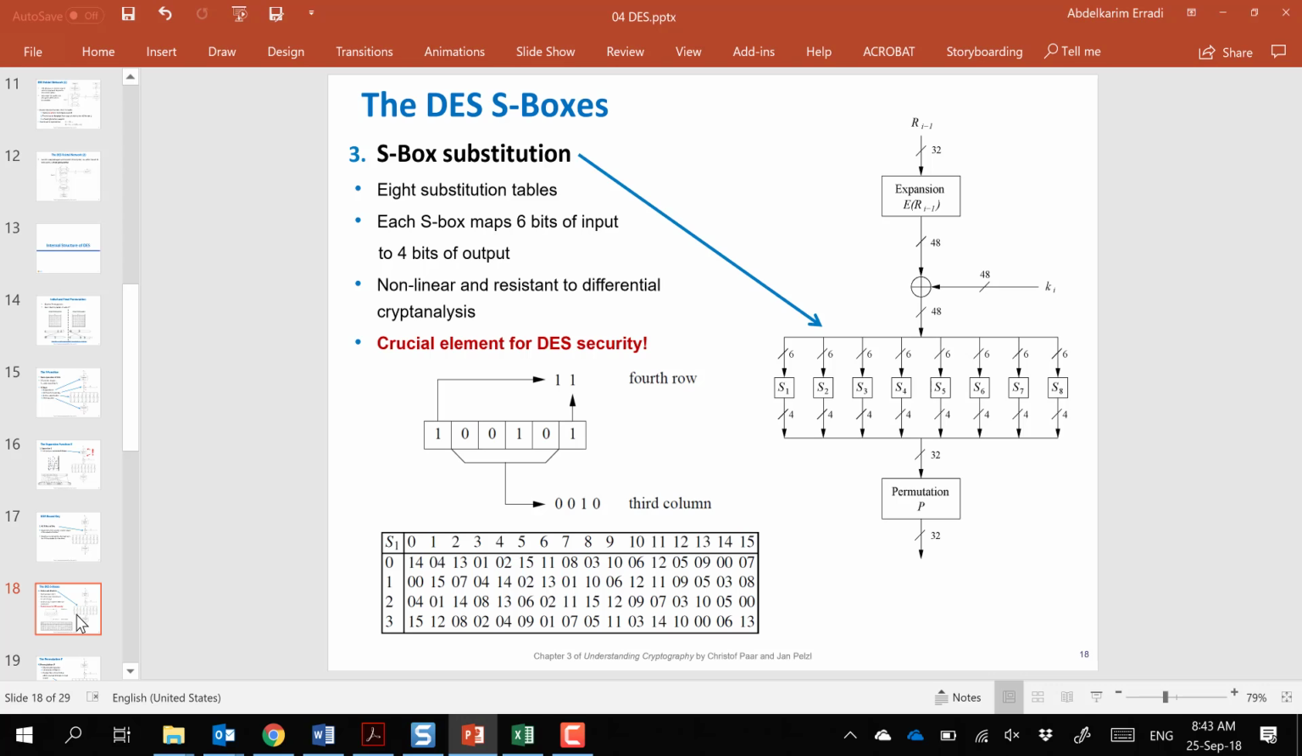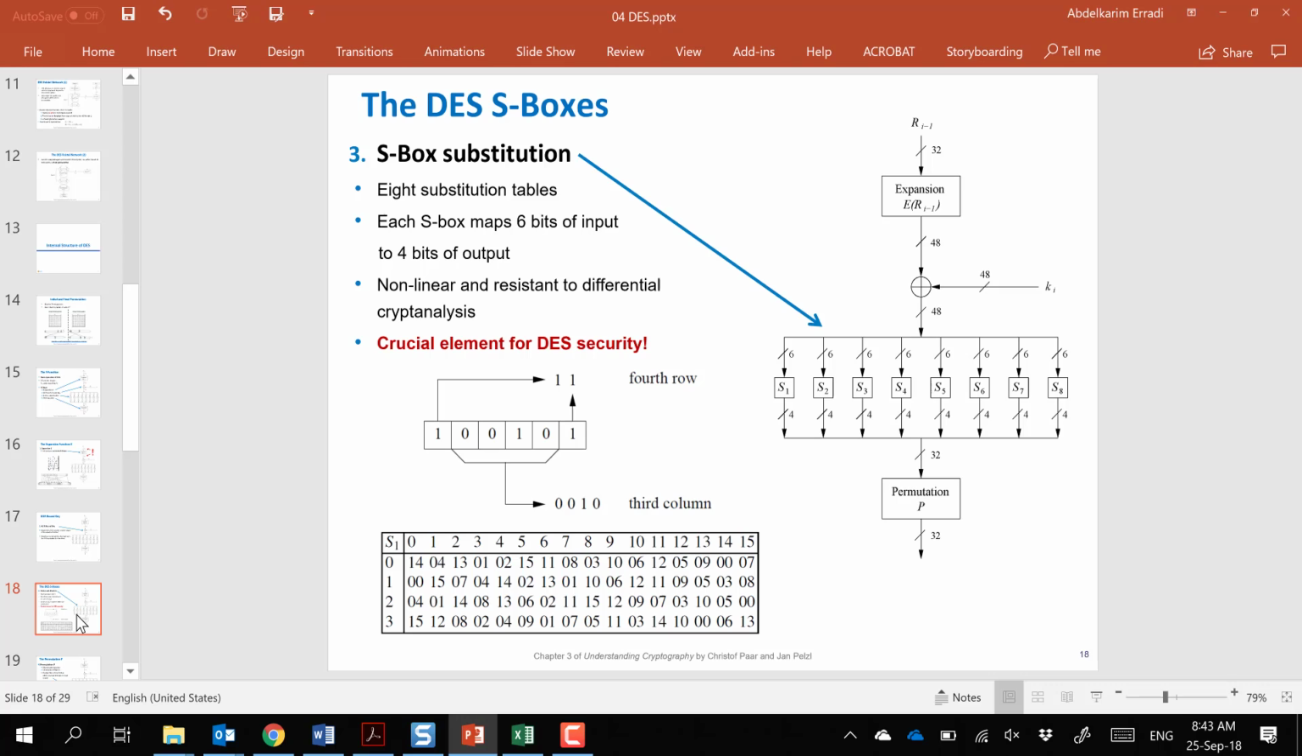How do we find the column? The middle 4 bits. What's this number? 2. This is basically 0 and this is 2. So I intersect column 2, sorry, column 2 with row 3. Yes.